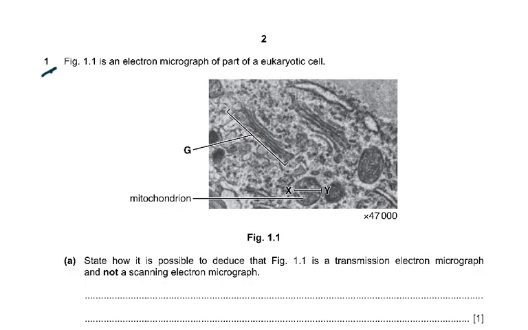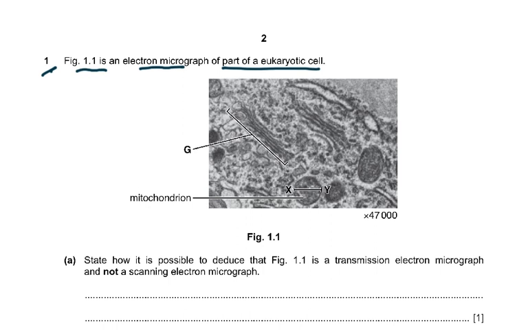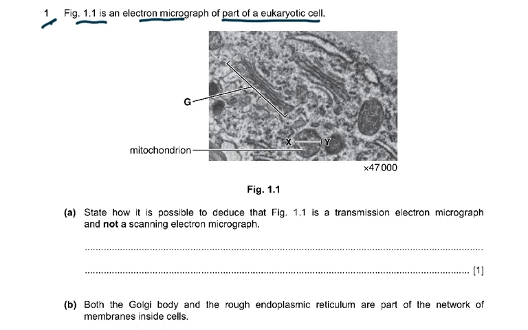As we read the first question, figure 1.1 is an electron micrograph of part of a eukaryotic cell. Of course, this has come in another previous paper, so it's not a new question. You can see here that they've labeled something mitochondrion and something G, and the magnification here is 47,000 times. Then it says state how it is possible to deduce that figure 1.1 is a transmission electron micrograph and not a scanning electron micrograph. Well, you have to know the differences between them.